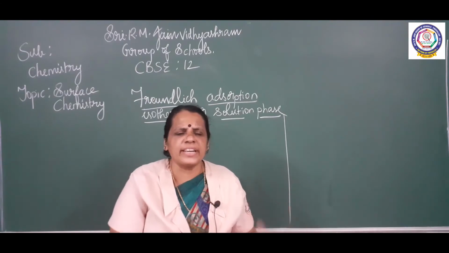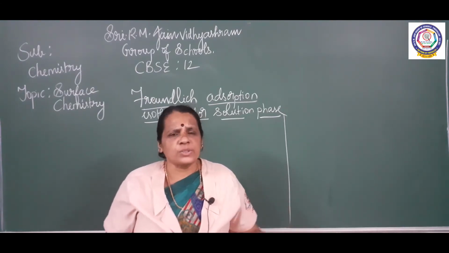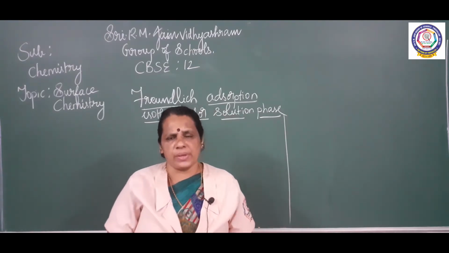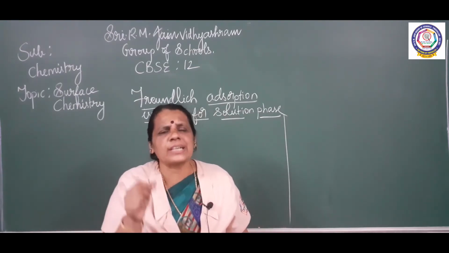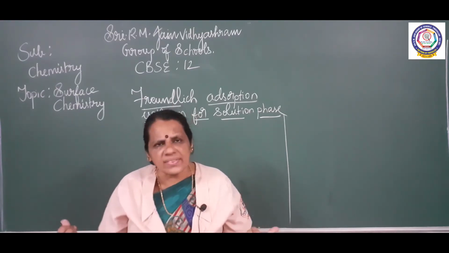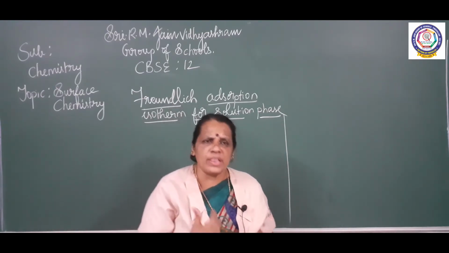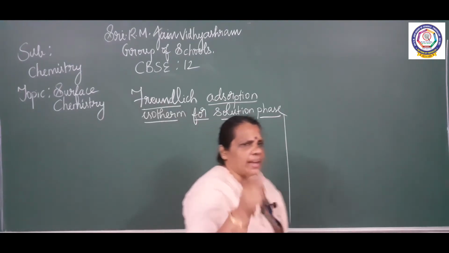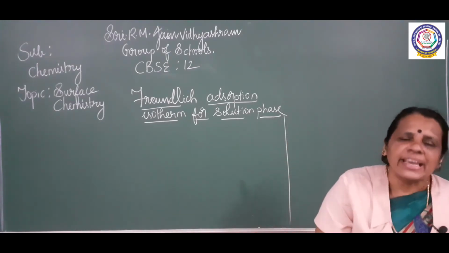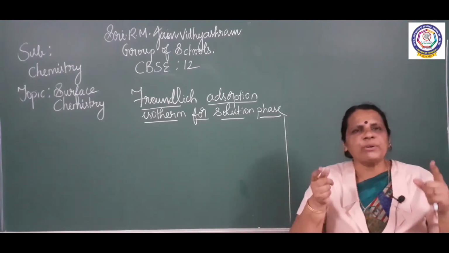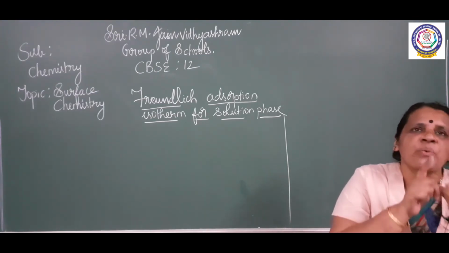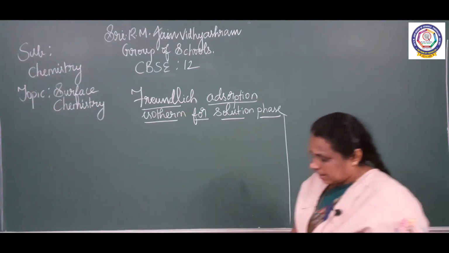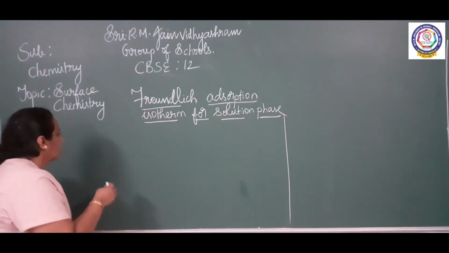In the previous case, we have studied the observations for adsorption in solution phase. I have told about 4 important observations. Now we are going to draw the Freundlich adsorption isotherm by plotting concentration in the x-axis and x by m ratio in the y-axis. We will see how adsorption decreases with increase in temperature at a particular concentration. Shall we see, children? Write the equation now.